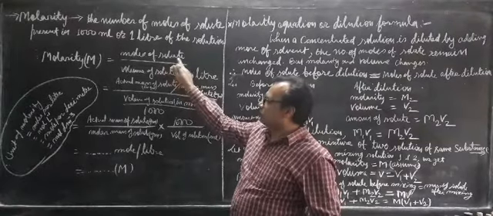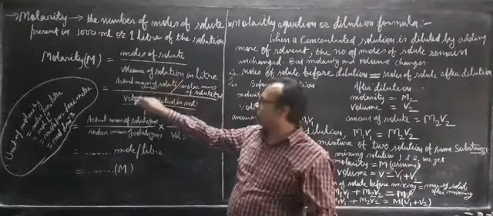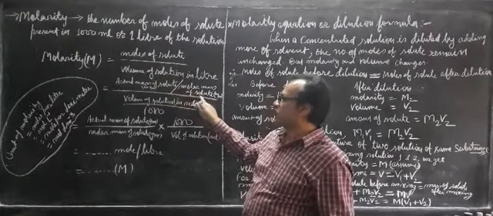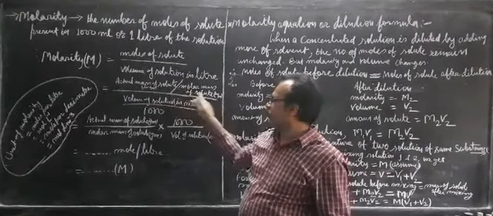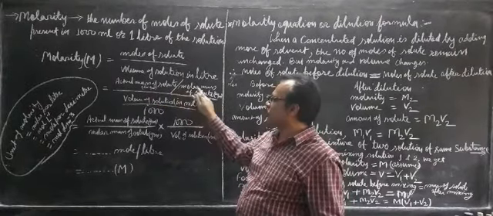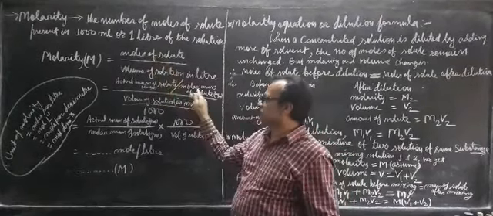Now the moles of solute, how to find out the number of moles? Actual mass of the solute divided by molar mass of the solute. Both should be taken in gram. So this one is replaced by this.